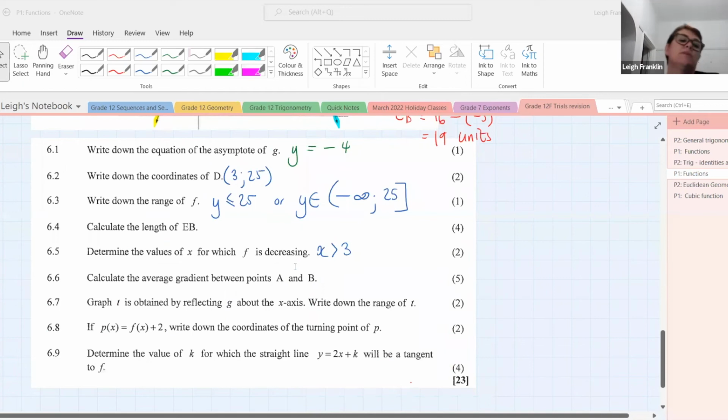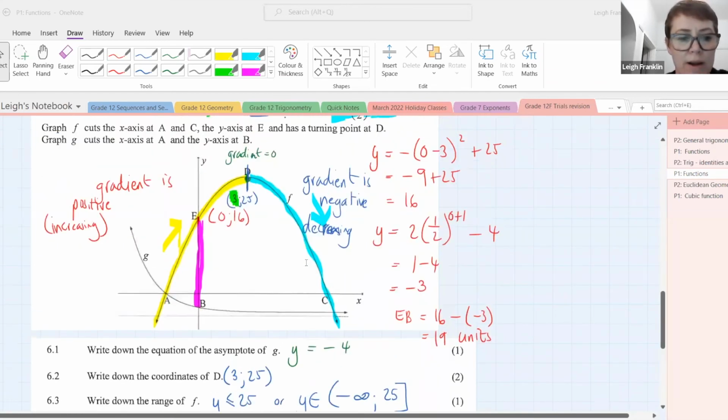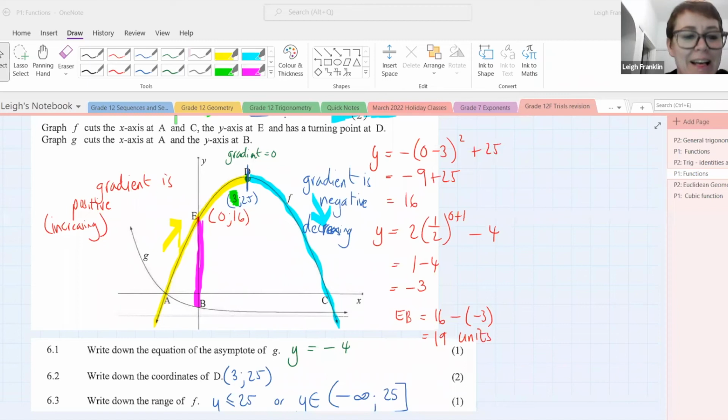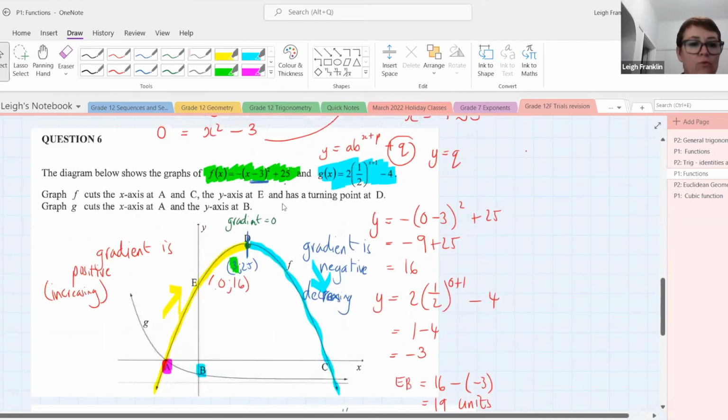All right, the next thing that they want us to do is calculate the average gradient between points A and B. Now I've drawn all over this, but A is over here. Let me just rub that out. Here's A, and here's B. When they want us to calculate the average gradient of a line, it's like we are connecting the two with a straight line and we're working out the gradient of that line. So in other words, we need the coordinates at A and the coordinates at B so that we can sub that into the gradient formula.